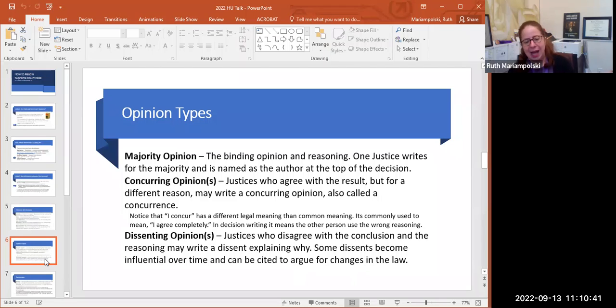Finally, we will have dissenting opinions. Justices who disagree with the conclusion and the reasoning may write a dissent explaining why. Some dissents become very influential over time, and the main reason they're presented is that they can be cited to argue for changes in the law, right? You may say in the future, oh, well, there was this dissenting opinion and we should go with the dissenting opinion because it was more correct, now that we've seen all these things that have happened.